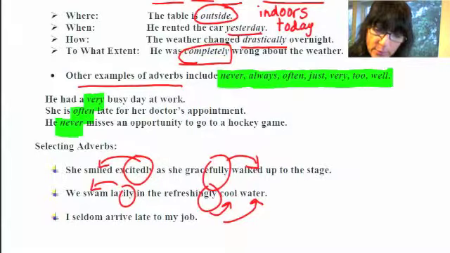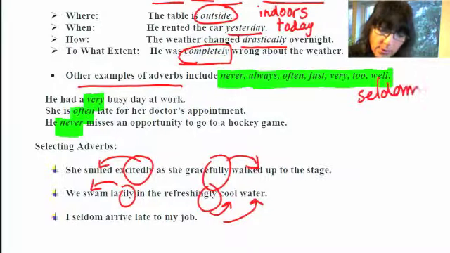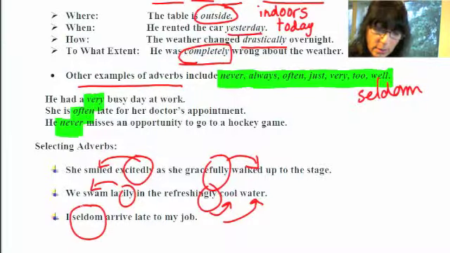Seldom is one of the words that could also be added here. Never, always, often, referring to time. Seldom would be another example. So you've got seldom describing how infrequently you arrive. Or if you say, I never come to work on time. I always am late for my job. I often arrive late. Those are all examples of adverbs.